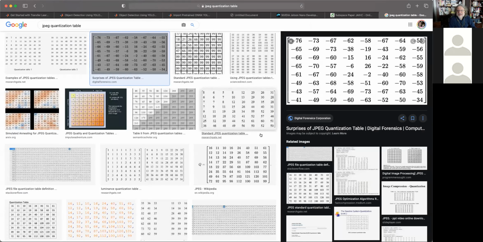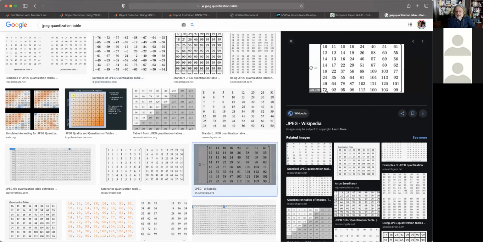These are the numbers that we divide. And they look pretty much random. I mean, they look very interestingly random. And the caption says surprises of JPEG quantization table. I'm not sure whether this is a good one. It may be quite deceiving. So let's look at the Wikipedia table. I think this is the correct one. The other one is quite incorrect because there are negatives and things like that.